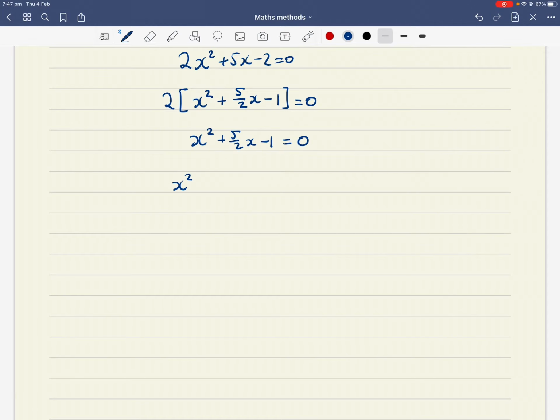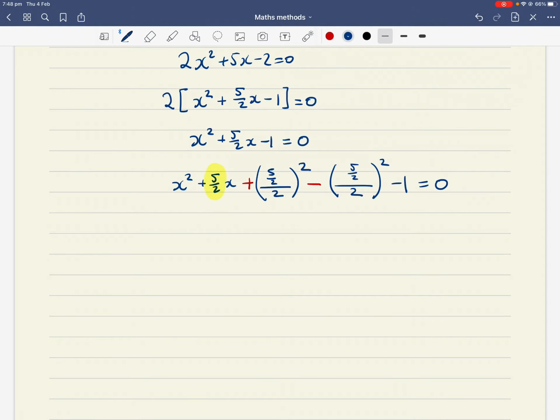So copy and paste the x parts. You have to add on whatever number is in front of the x, so that's 5 over 2. You need to halve it, so you need to divide it by 2, and you need to square that whole thing. Whatever you add on, you have to take away. So you take away exactly the same thing, which is 5 over 2, all over 2, because you're dividing by 2, all squared in brackets. The tail end, copy and paste it down, so it's minus 1 equals 0.